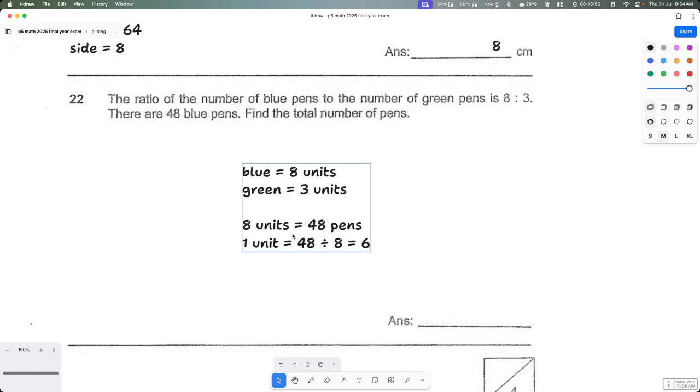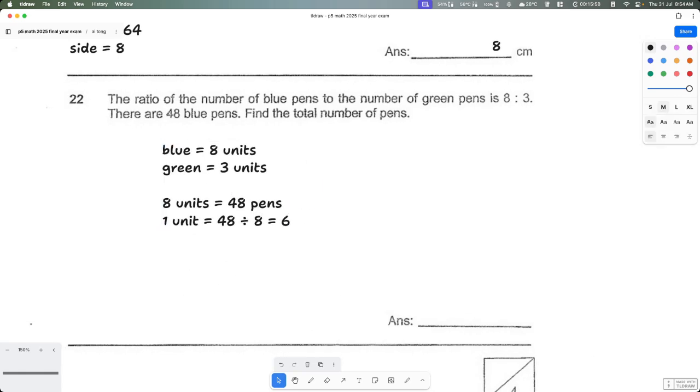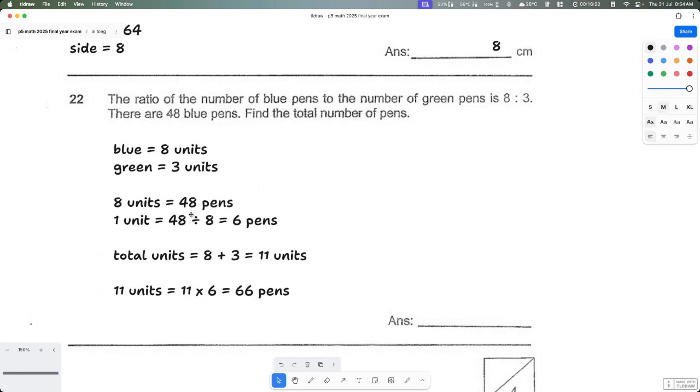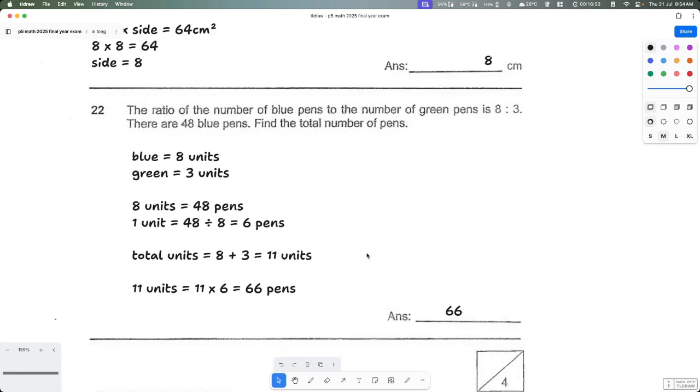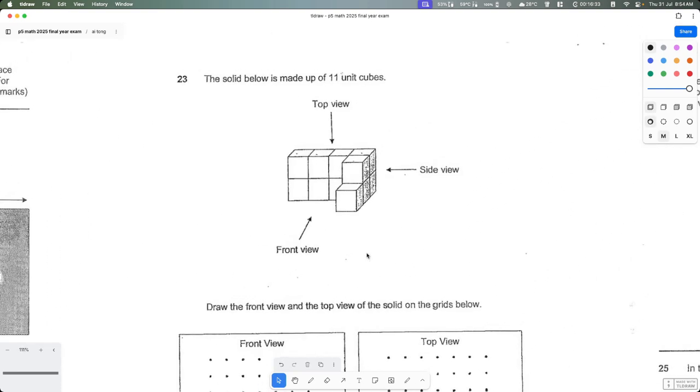All right, and then lastly, what's the total units? Total units is equal to 8 plus 3, which is 11 units. That means 11 units, because we want to get the total number. That's why you get the total units. 11 units is equal to 11 times 6, which is 66 pens in this case over here. Therefore, the answer to this is 66 pens. Okay, or just 66. All right, let's move on to question number 23.